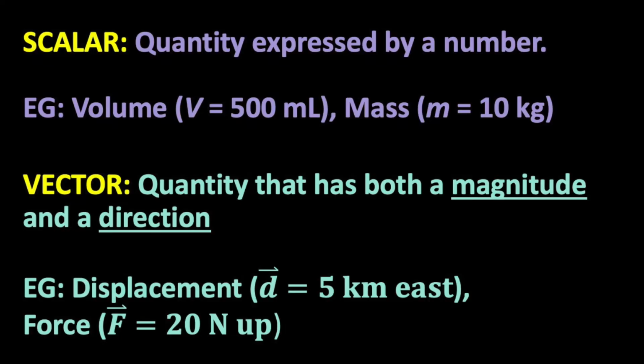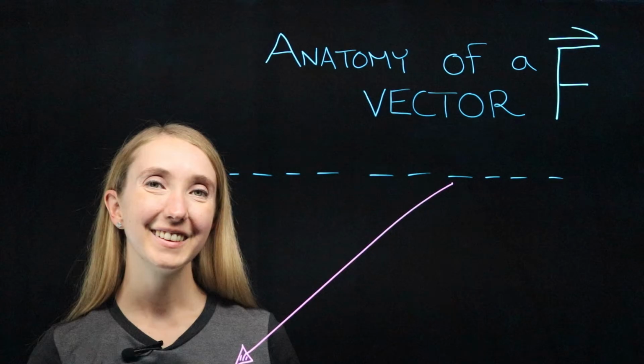What's the difference between a scalar and a vector? Scalars are quantities that we can express with just numbers. Vectors need both a number and a direction to describe them. We write them with a little arrow over the top.